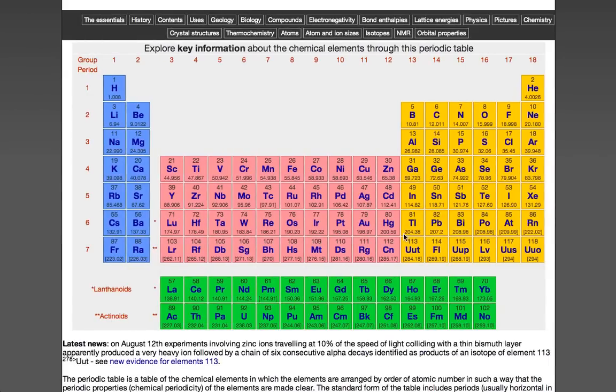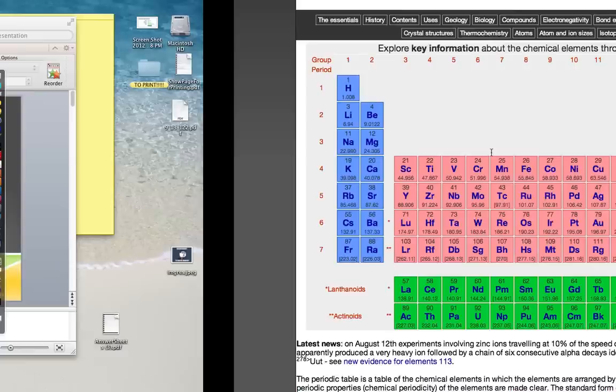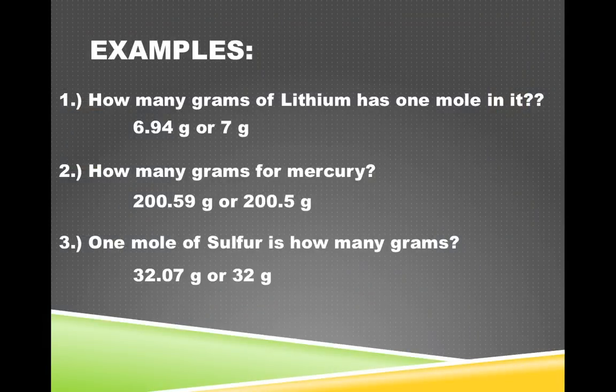So again, come over here. Here's sulfur, and it says 32.06. So I come back here, 32.06 or 07, and I'm just going to round that to 32 grams. So that's molar mass. Pretty simple. It's probably one of the easiest things in the world.